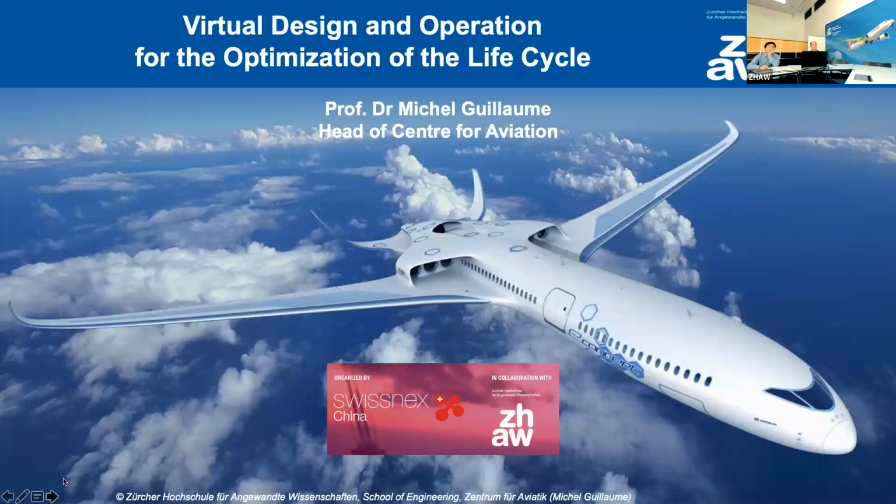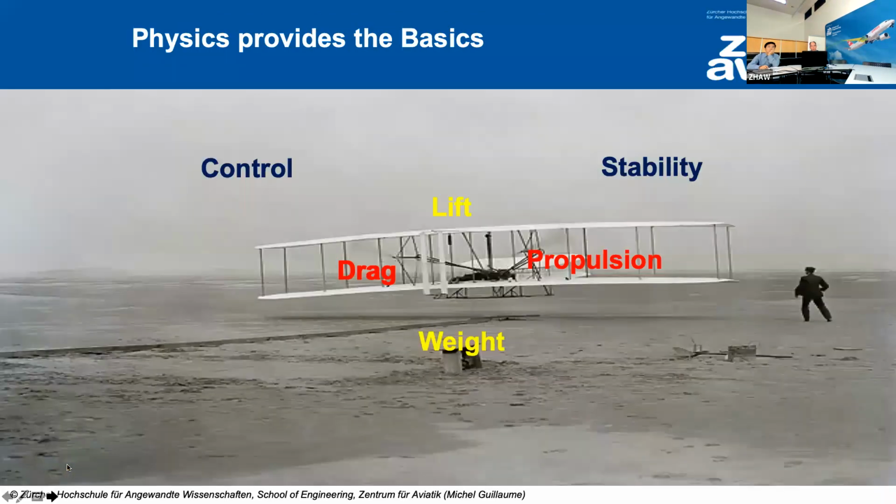Next slide, please. So first of all, what is important is the physics. Even in the first powered flight in aviation, in 1903 by the Wright brothers, physics was important. They did a lot of testing. They did wind tunnel testing to design their aircraft. They did some structural testing. And important is the physics.